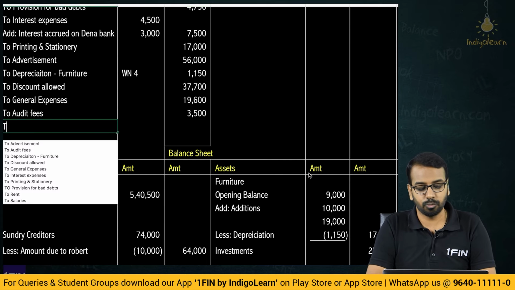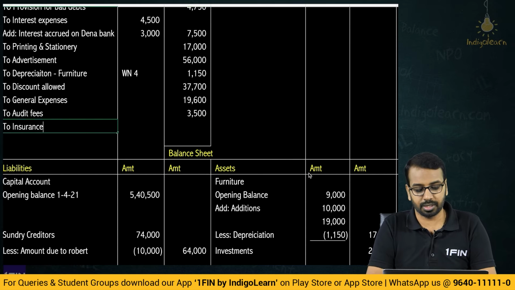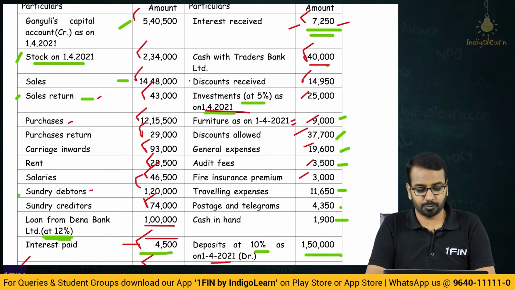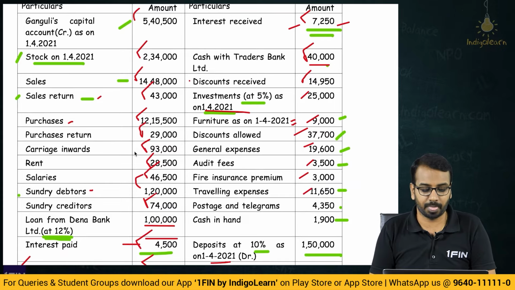So to insurance 3,000. Then we have traveling expenses of 11,650.